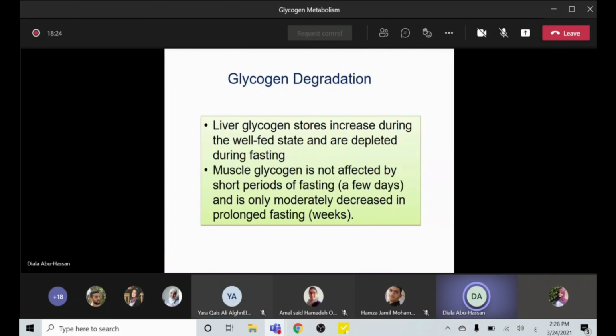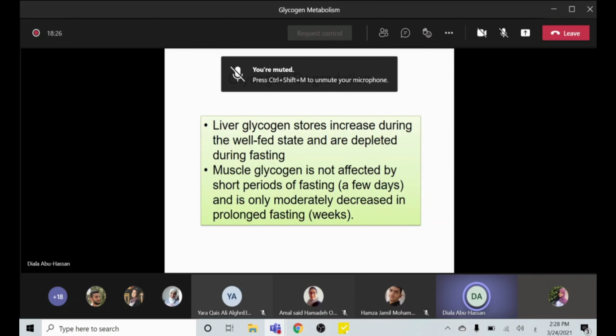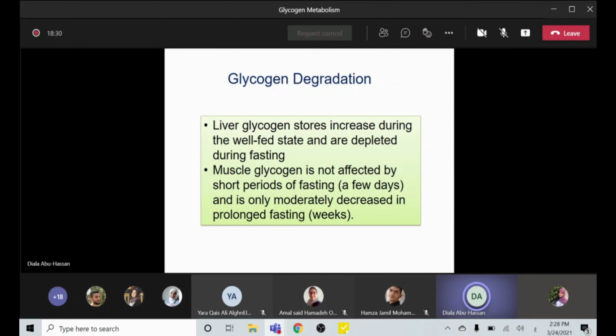So because of that, we need to supply this by degrading glycogen stores, the glycogen that's present in the glycogen stores of the liver.